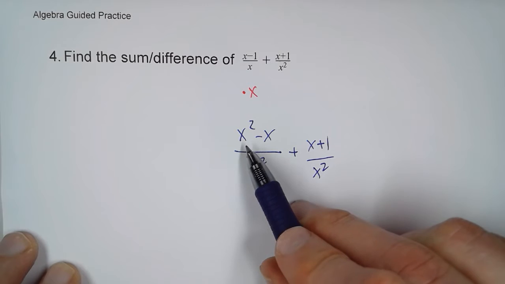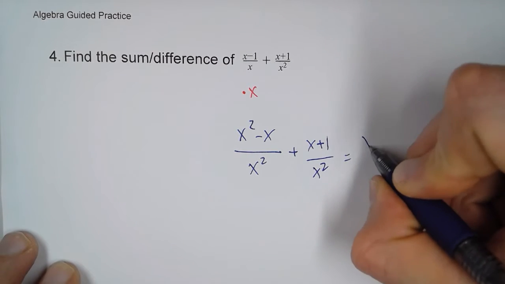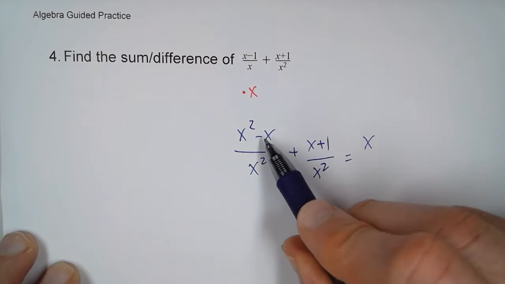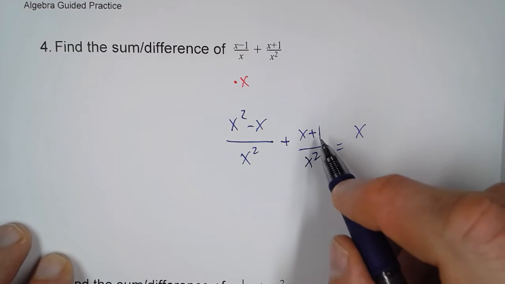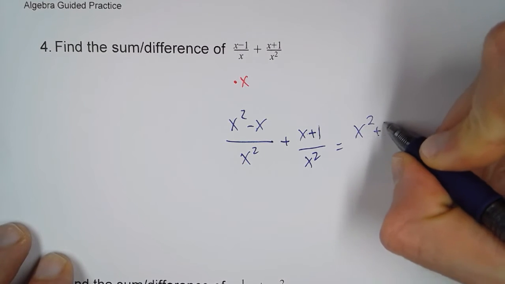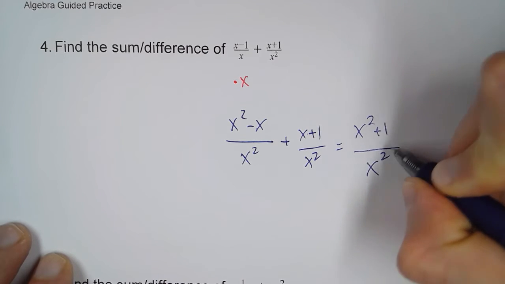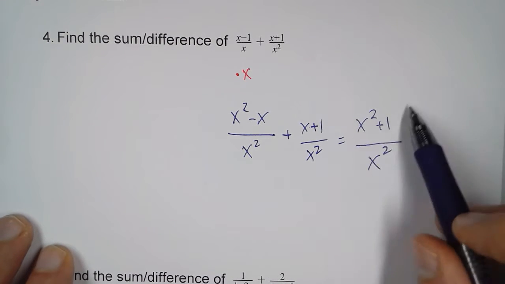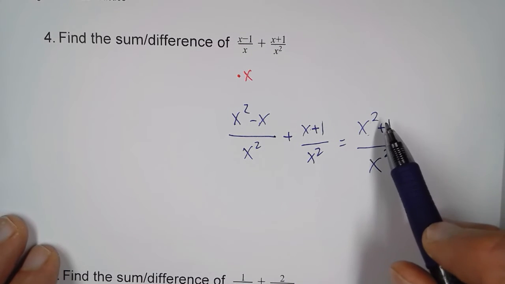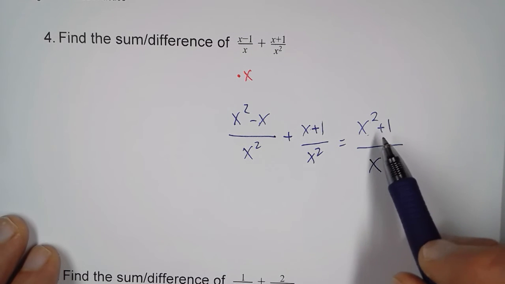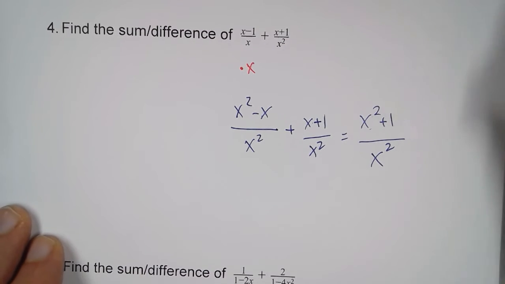Now we're adding, so we have x squared on the top. There's no x squareds here. Negative x plus x, those cancel out. And then plus 1. So x squared plus 1 all over x squared. These two, x squared and 1, have nothing in common, so there's nothing we can factor out there. So we just leave it as x squared plus 1 all over x squared.